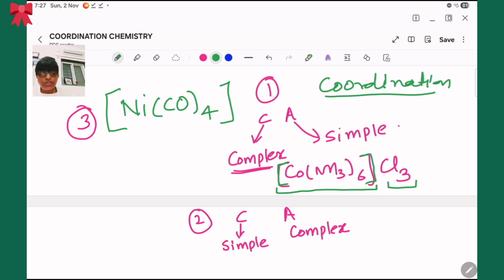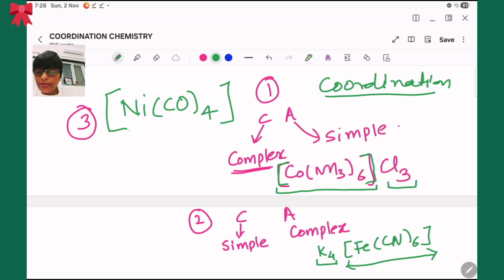Now the second category, which we just did, was the one like K4[Fe(CN)6] or anything like that. So the same example I would write down, K4[Fe(CN)6]. In this example, what did you see? You saw that the cation is a simple one, whereas the anion is a complex one because it's written in the square bracket. And the third category is the one which I have written here. That means the whole complex is written inside the square bracket. There is no cation or anion, but it's a neutral complex. So this is how we can give examples of such complex compounds.